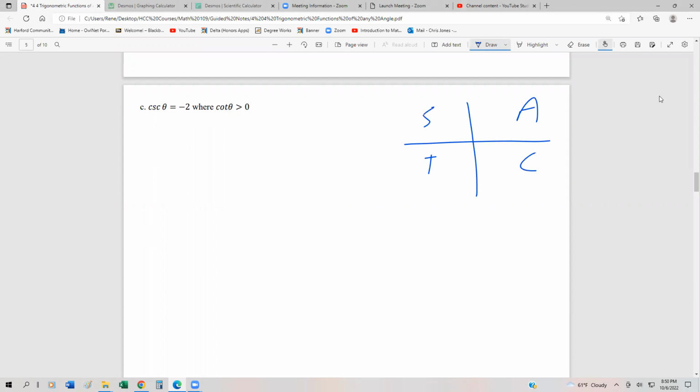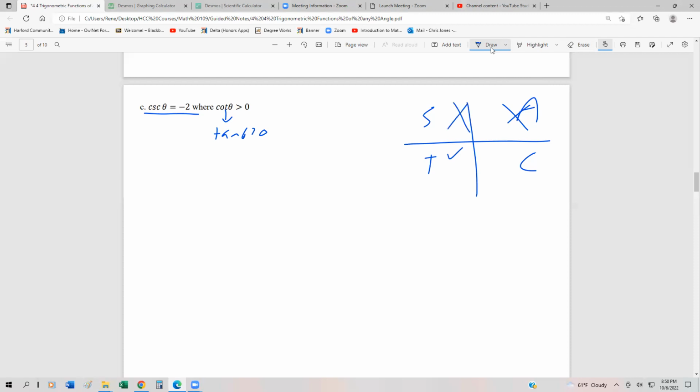Right away, if the cotangent of theta is greater than 0, that means the tangent must be greater than 0 as well. Obviously the cotangent is greater than 0, but also the tangent of theta is greater than 0. So it could be this quadrant, right? But it can't be this quadrant because the cosecant is -2.